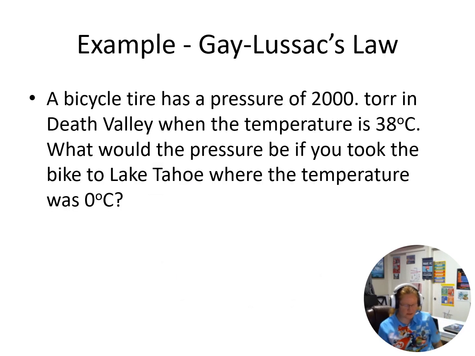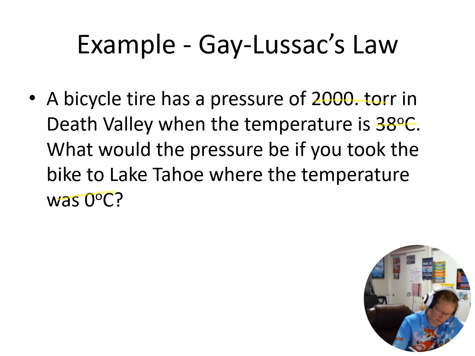All right, so this one is very similar to the one that we did a minute ago, except instead of solving for V2, this time you're going to solve for P2. So I'm going to start you off. We have a bicycle tire at 2000 torr and 38 degrees Celsius. And if you take it over to Lake Tahoe, where it's going to be our new pressure at 0 degrees.